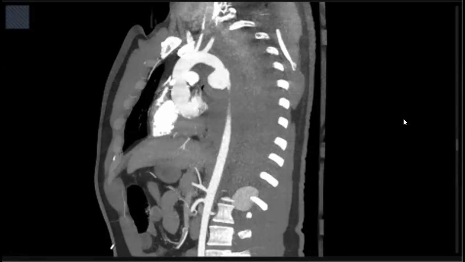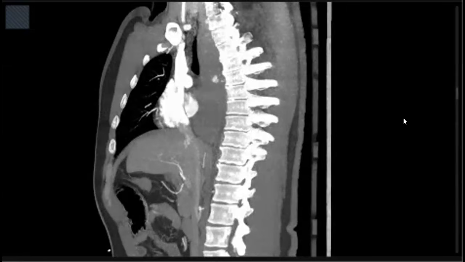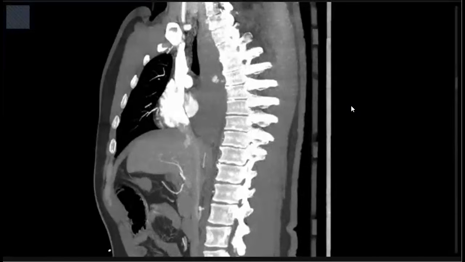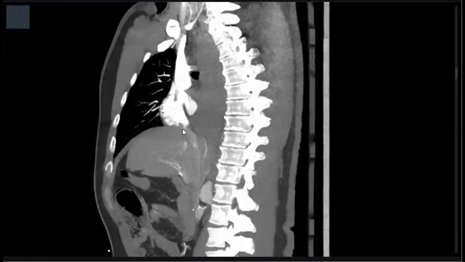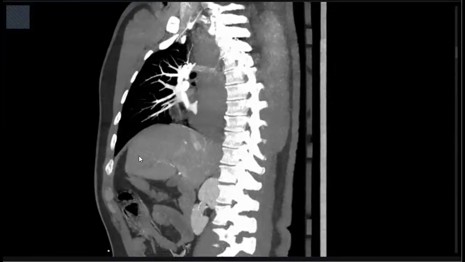Will normally look at the low pressure vessels, for example the pulmonary artery, if there is any compression. This hematoma is dependent and sitting in the dependent spaces.